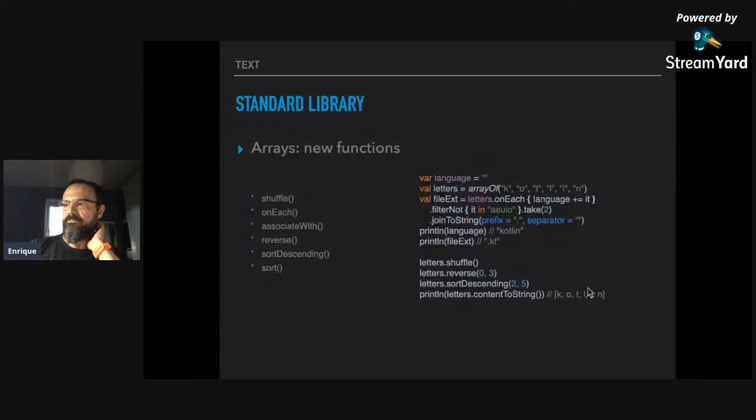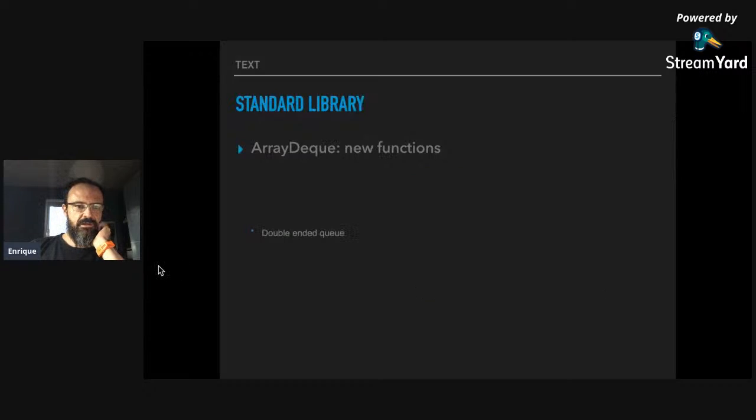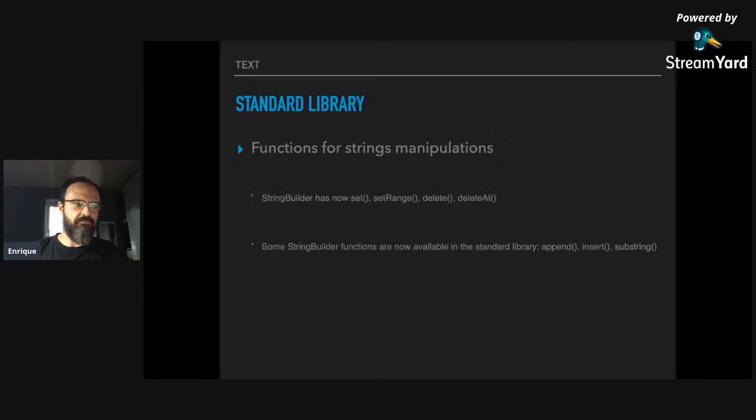And this particular sample will take Kotlin as an array, do some modifications over it, and then we'll be able to bring Kotlin back. We have a new type, an array deque, or deque. It's essentially a double-ended queue. It lets you add or remove elements both at the beginning and at the end of the queue in constant time. So this can actually be used by default when you need a queue or a stack in your code.